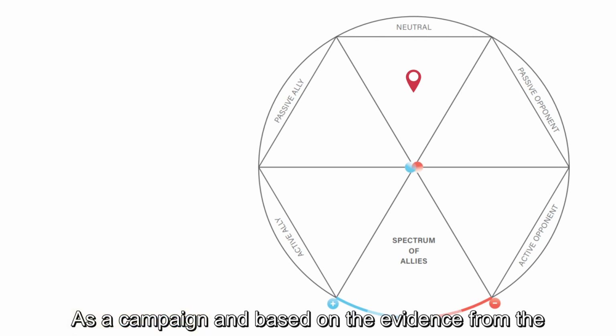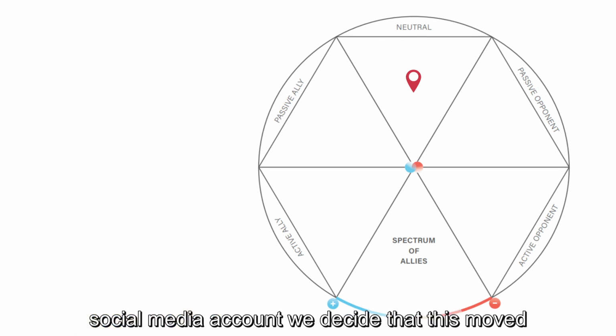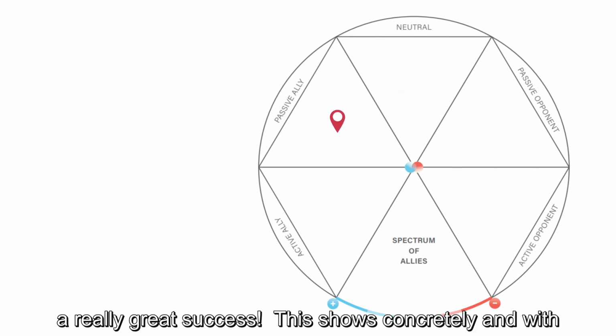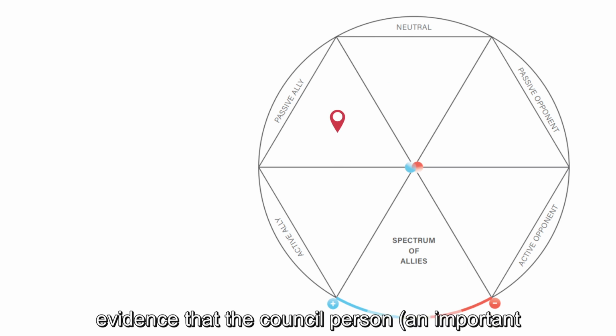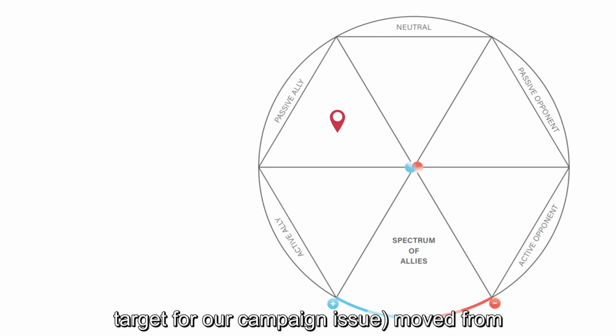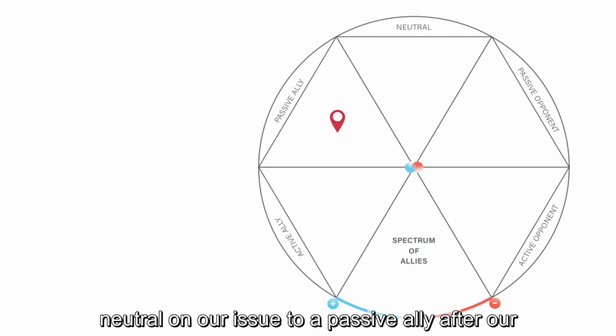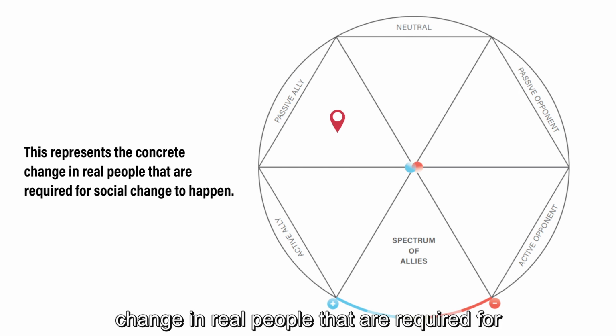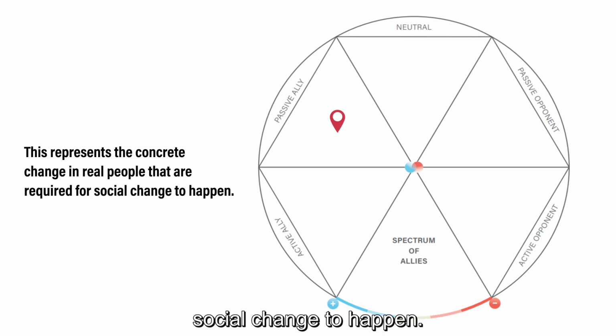As a campaign, and based on the evidence from the social media account, we decided that this moved the council person to a passive ally position, a really great success. This shows concretely and with evidence that the council person, an important target for our campaign issue, moved from neutral on our issue to a passive ally after our campaign action. This represents the concrete change in real people that are required for social change to happen.